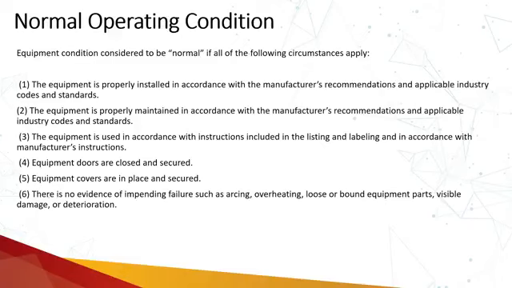The last one is there is no evidence of impending failure such as arcing, overheating, loose or bound equipment parts, visible damage or deterioration. So the final thing is related to impending failure. In maintenance and reliability, impending failure is also called potential failure. That means the equipment has not failed, but there is a probability that it will fail, or a failure or fault has started in the equipment itself.